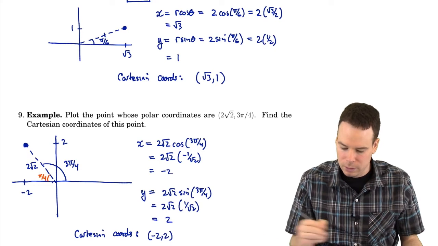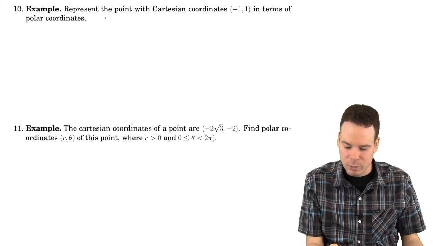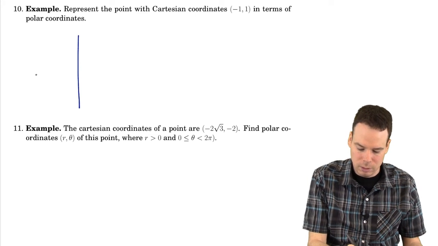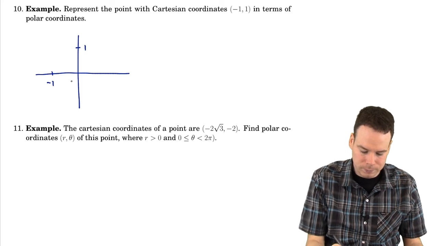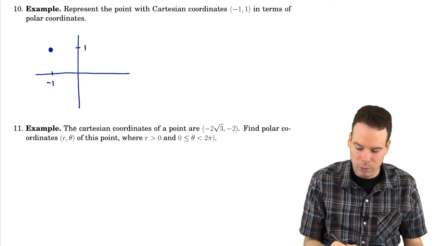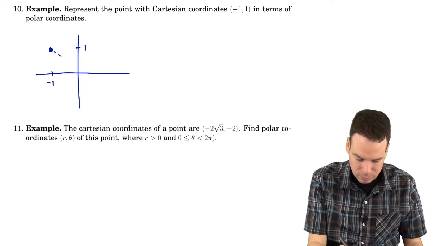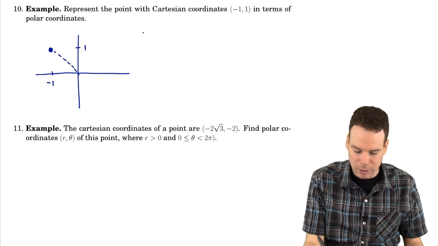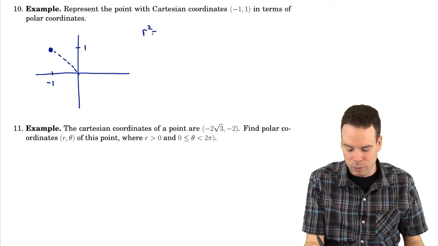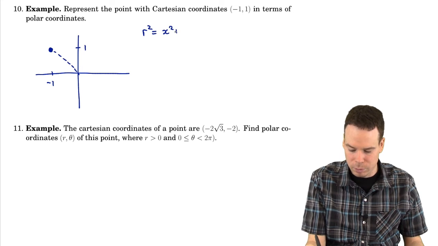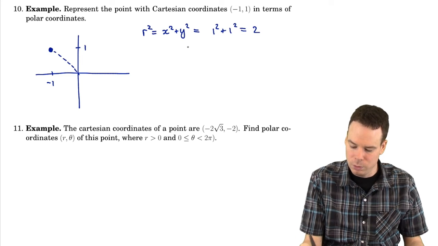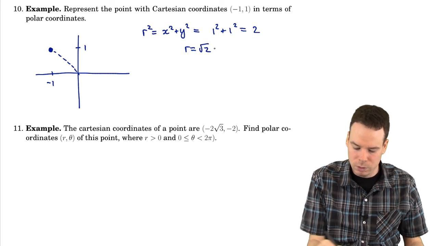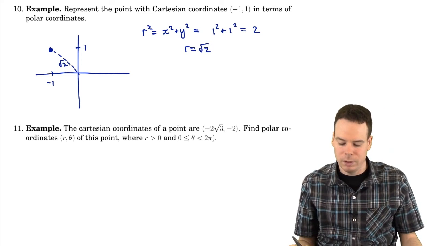Let's look at converting in the other direction now. Represent the point with Cartesian coordinates -1, 1 in terms of polar coordinates. So here we're looking at -1 and 1. There's our point. We want to represent it in terms of polar coordinates. That means I need to know the distance. What's my distance there? Well, r squared is equal to x squared plus y squared. So that's 1 squared plus 1 squared, or 2. So r is equal to √2. There's our distance, there's our r value.